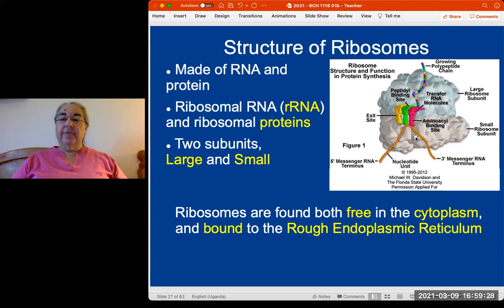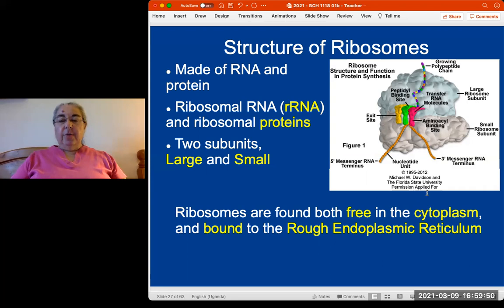So here is the messenger RNA. Here is where a protein is being made. This is transfer RNA, you might have heard about. And this is a protein, a polypeptide, amino acids joined together in a chain to make a protein. Okay.